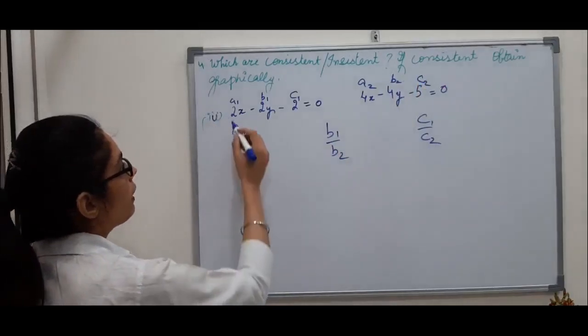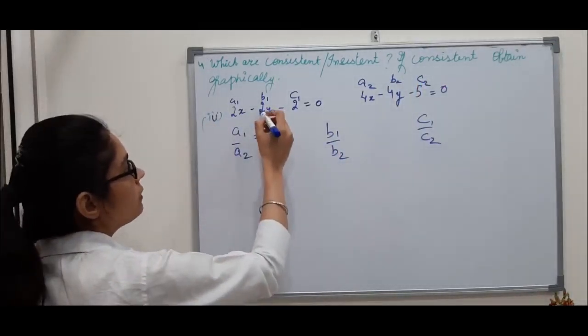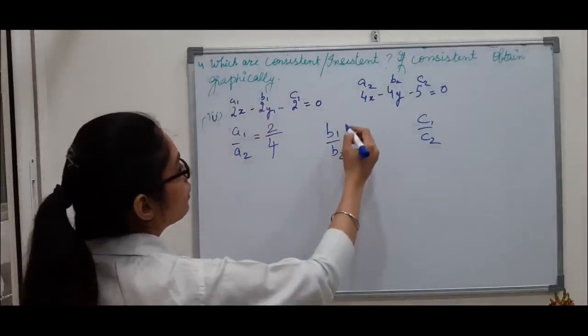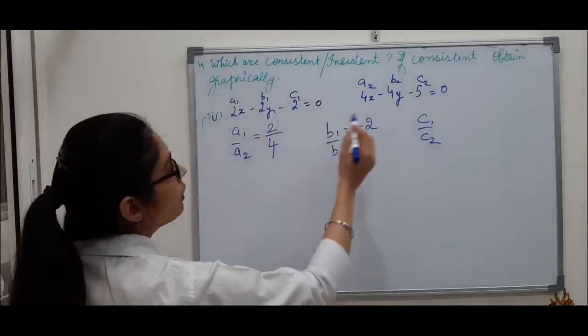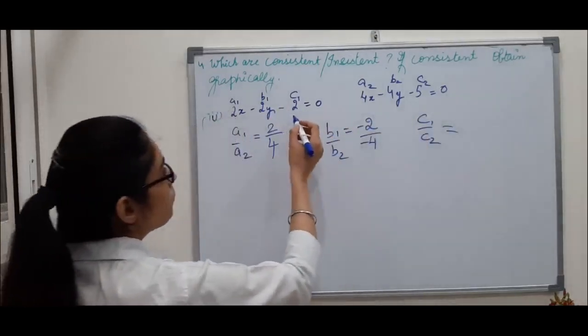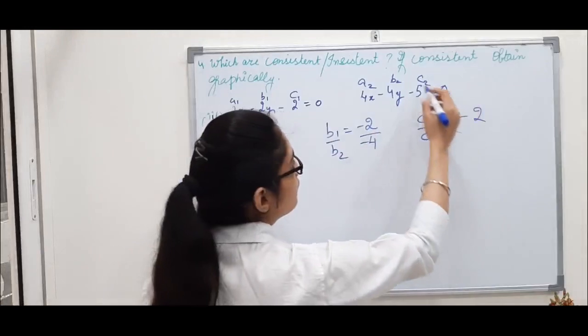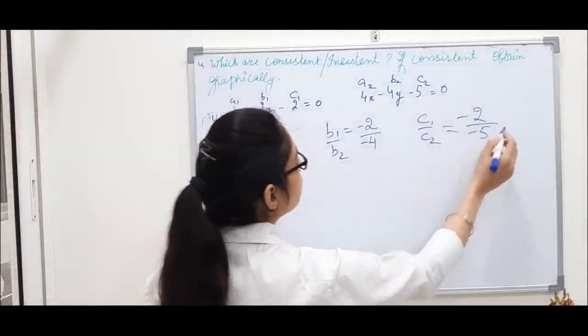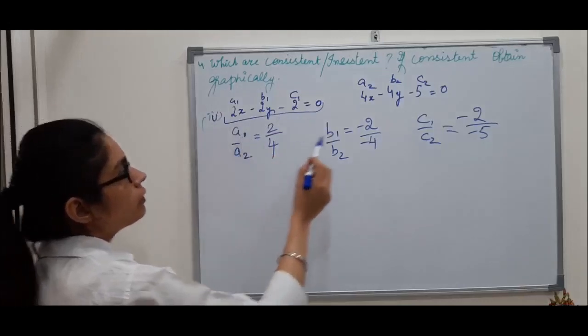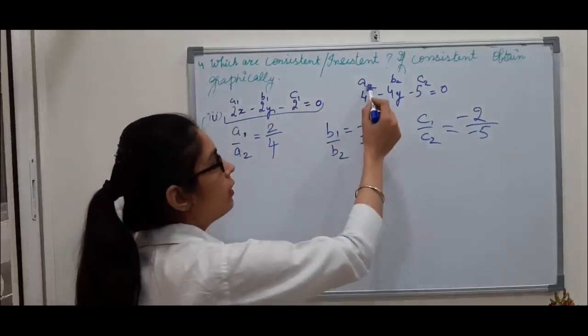a1 by a2: a1 is 2 and a2 is 4, b1 is -2, b2 is -4, c1 is -2, c2 is -5. See, all the values in the first equation are the 1 values and all the values in the second are the 2 values.